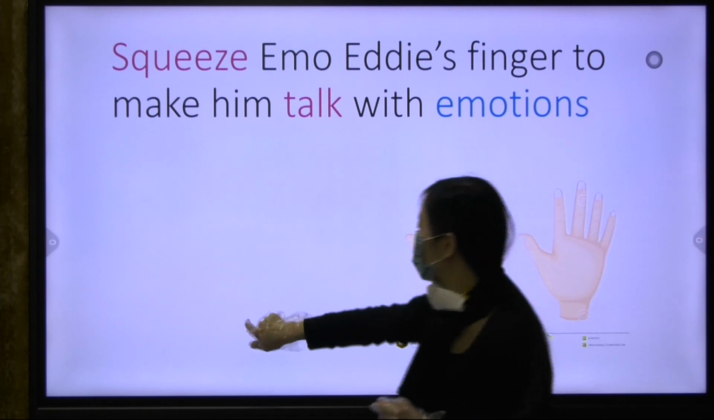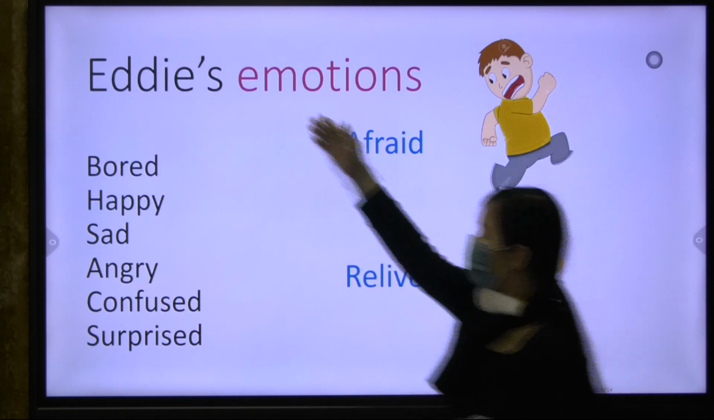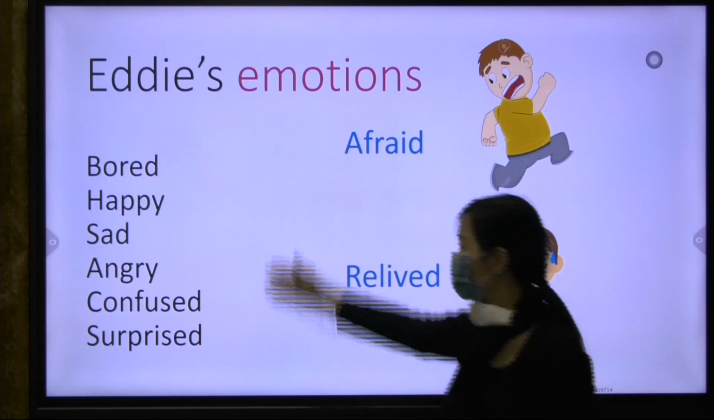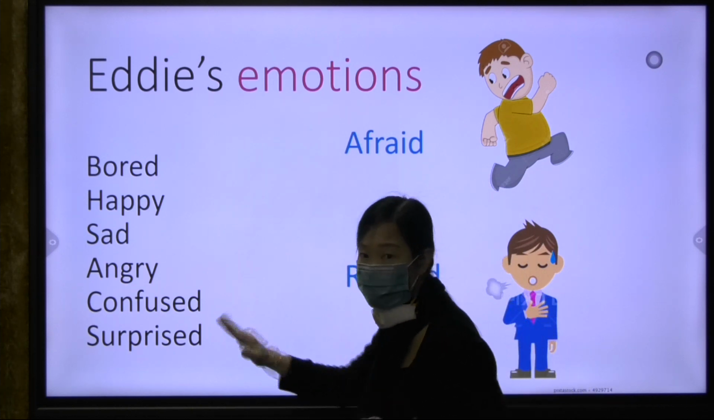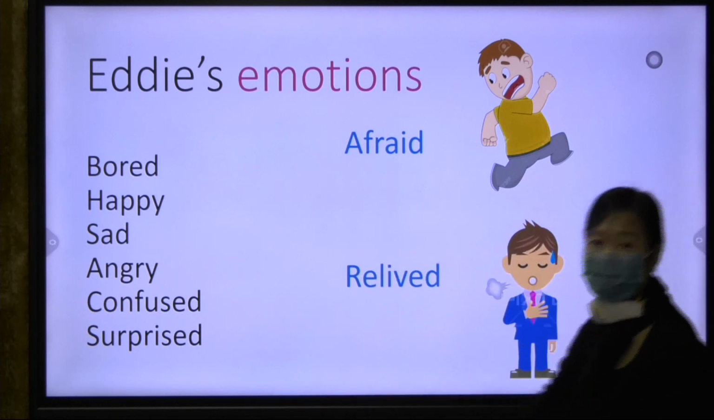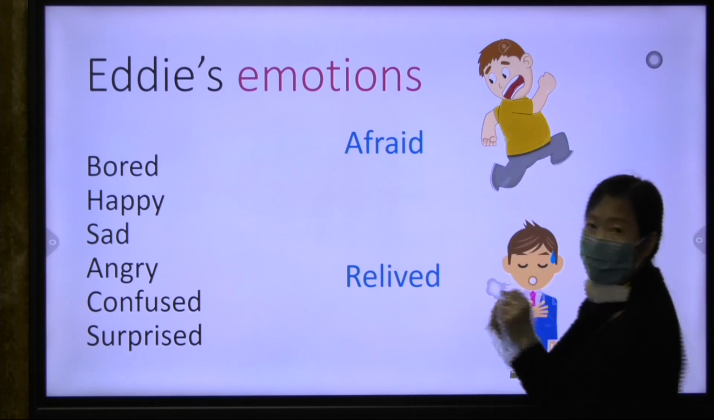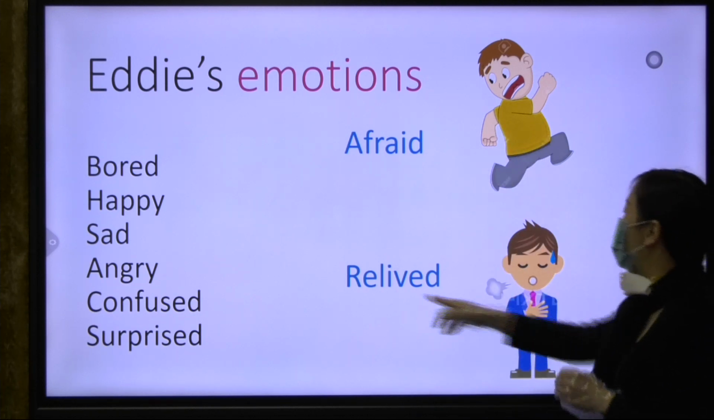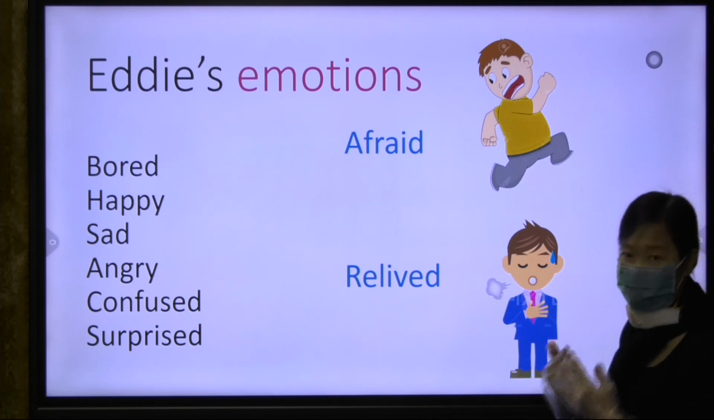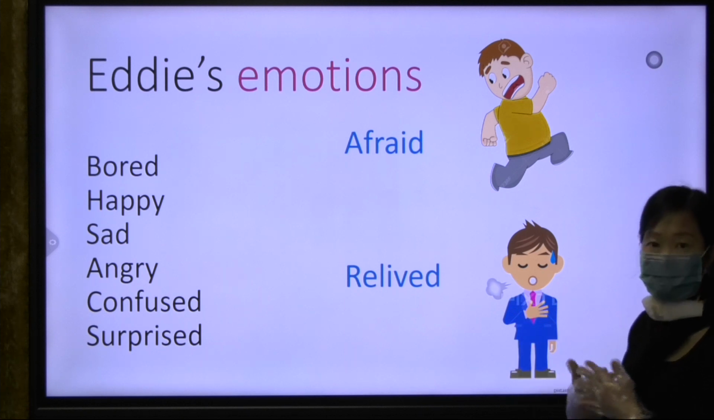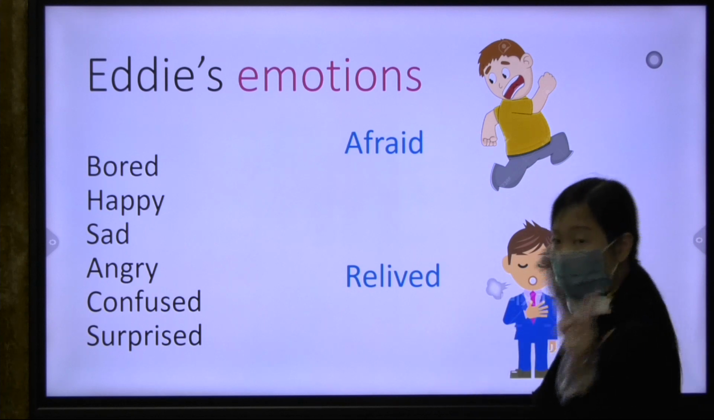Are you ready for that? So what kind of emotions? We had all these just now: bored, happy, sad, angry, confused, or surprised. No problem with these. And two more for you to write down: afraid, and relief. Relief means, oh, some problem, but it's solved now. It's okay now. So I feel very, very relieved.